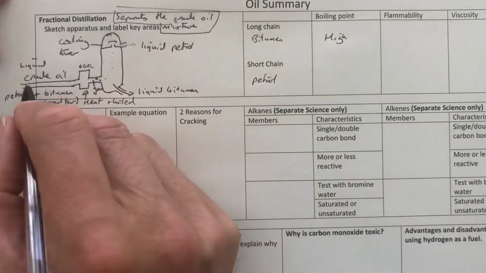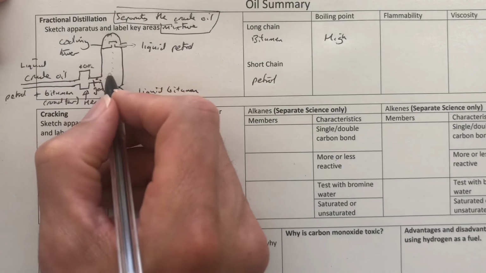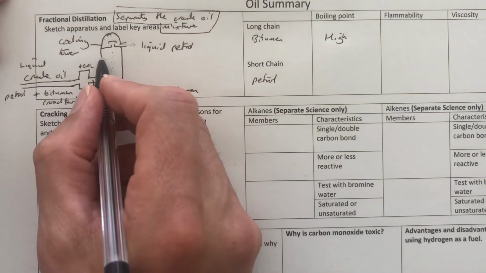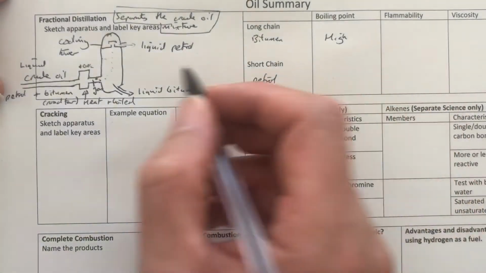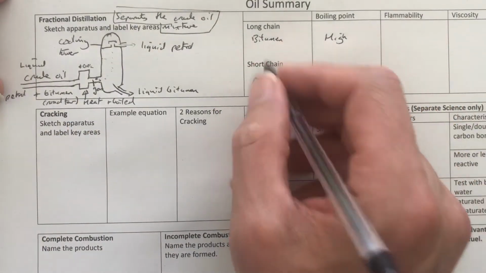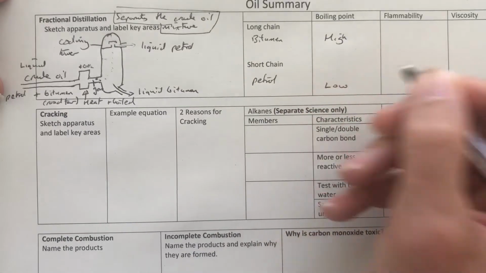And so actually, crude oil has more than 2 fractions. It has 5 or 6 fractions. So we actually have 5 or 6 one-way traps in this tower, and that's how it separates them. But the shorter the chain, the lower the boiling point. Short chain boiling point is low.